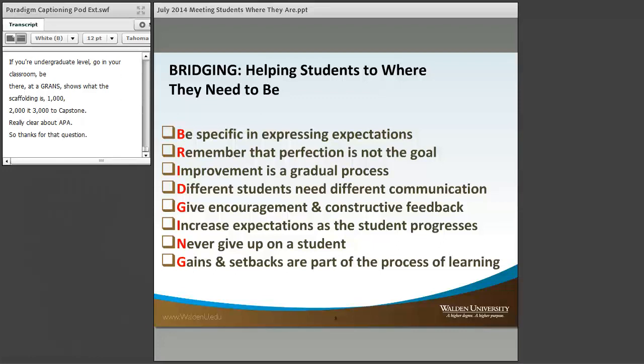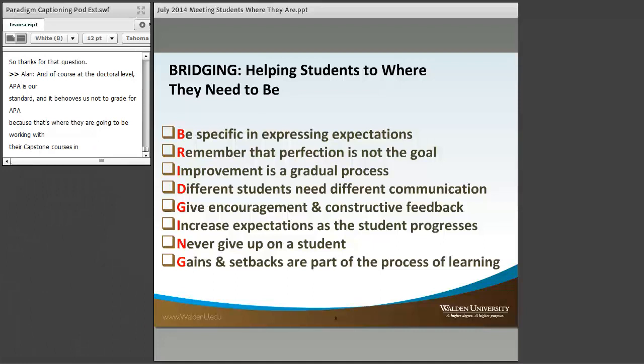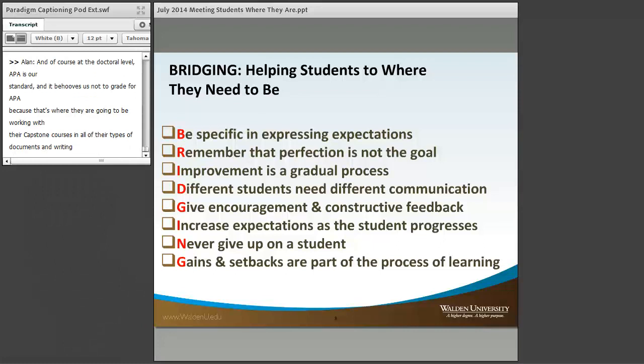And of course, at the doctoral level, APA is our standard, and it behooves us not to grade for APA because that's where they're going to be working with their capstone courses and in all of their types of documents and writing that they present to us throughout their doctoral studies.